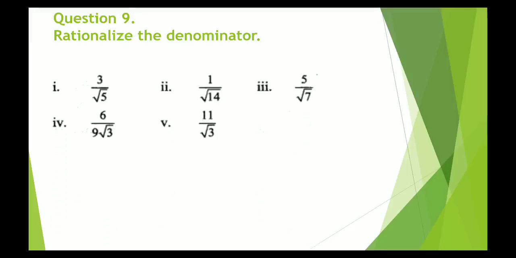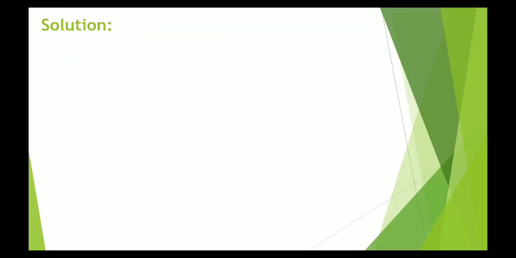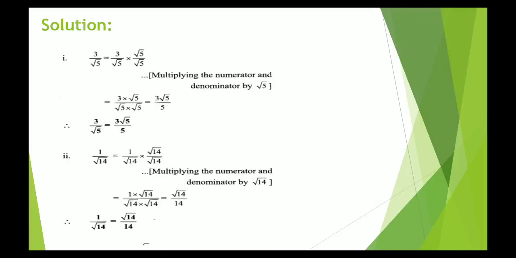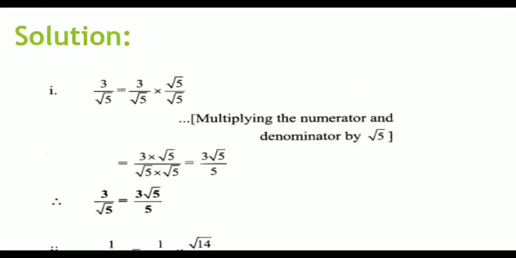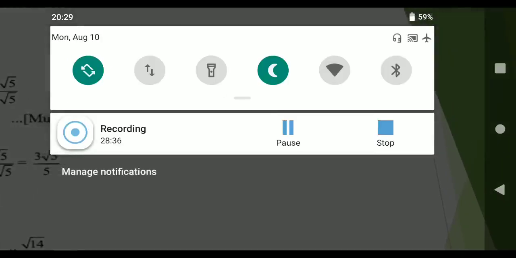Rationalize the denominator. What is rationalizing the denominator? I have a question 3 upon root 5. Whatever number we have in the denominator, we will multiply that number in the numerator as well as in the denominator. This is the first step in rationalizing the denominator.